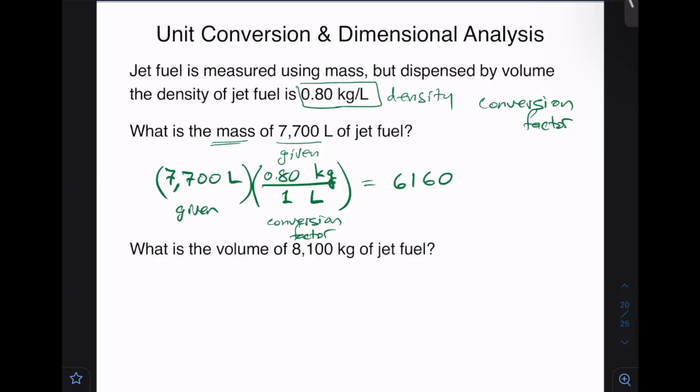How many sig figs can I report that answer to? 2. There's only 2 sig figs in what's given. So we make our cutoff here. We report this as 6,200 kilograms. It's to 2 sig figs. If I were to write that in scientific notation, it would be 6.2 times 10 to the 3rd kilograms.